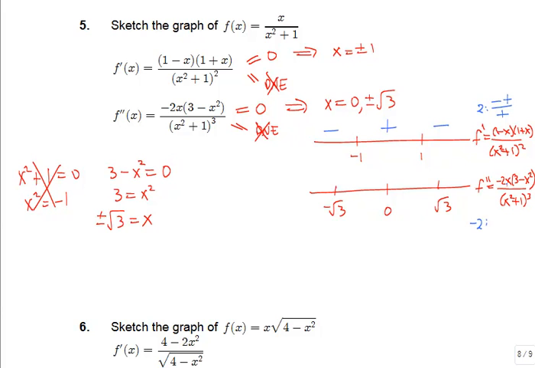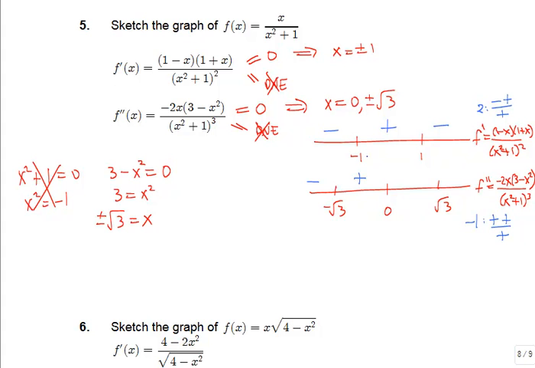Then -2 times -2 is +4, and -2 quantity squared becomes +4, and 3 minus 4 will be negative, and that bottom is always positive. So overall, this will be negative. Now if I test something like -1, -2 times -1 is positive. 3 minus -1 squared is 3 minus 1, which will be positive, and the bottom is always positive.